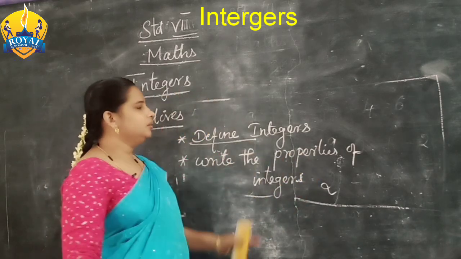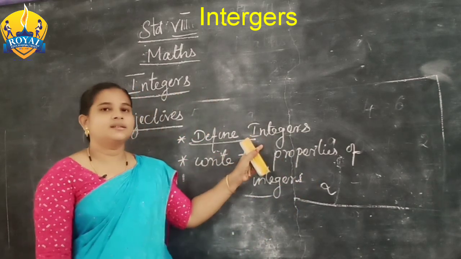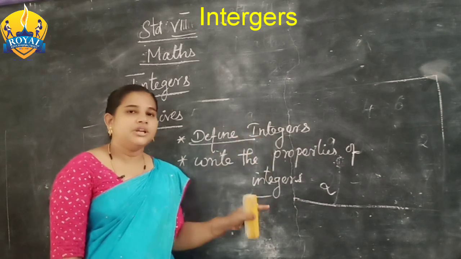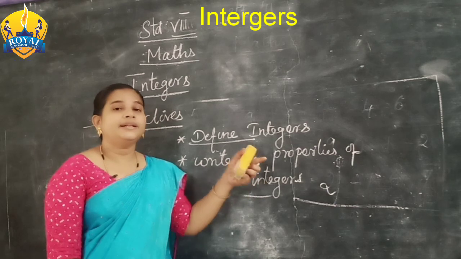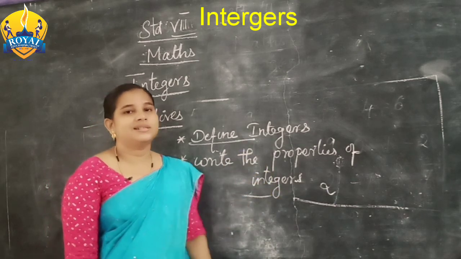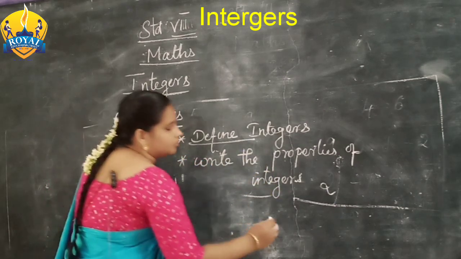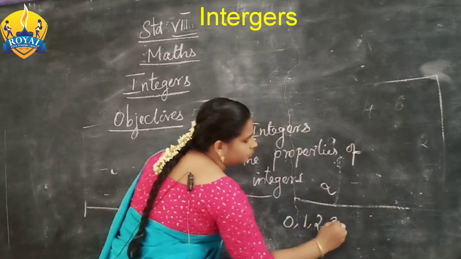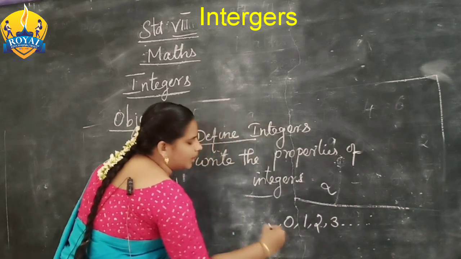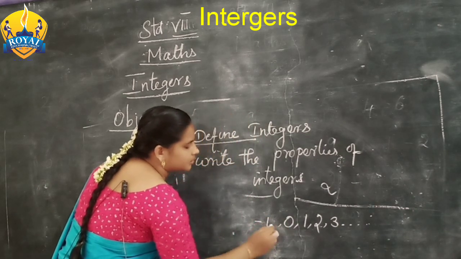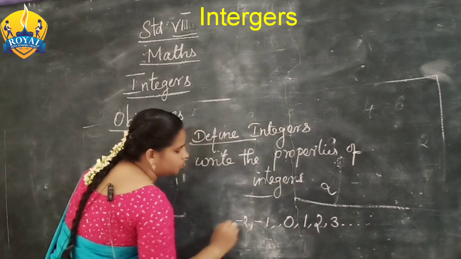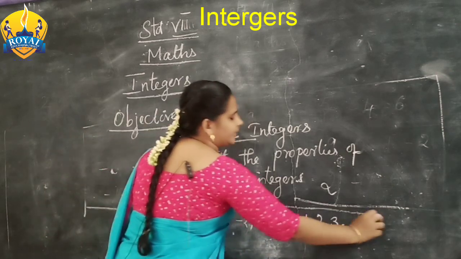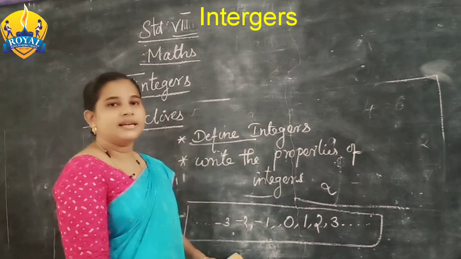Now first one, define integers. What are the integers? The combination of all positive numbers and negative numbers including 0. This means 0, positive numbers 1, 2, 3 and so on, and negative numbers minus 1, minus 2, minus 3 and so on. This is the integers.